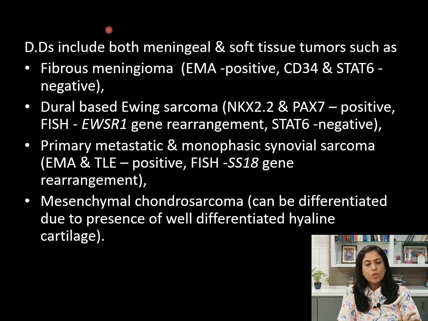Now this is an EMA or somatostatin receptor 2A positive tumor, and these will not exhibit CD34 and STAT6 positivity. The dural-based Ewing sarcoma will show NKX2.2 and PAX7 positive, and these are STAT6 negative tumors. Primary and metastatic monophasic synovial sarcomas are EMA and TLE positive, and they will show SS18 gene rearrangement on FISH. Now, mesenchymal chondrosarcoma can be differentiated due to presence of well-differentiated hyaline cartilage.